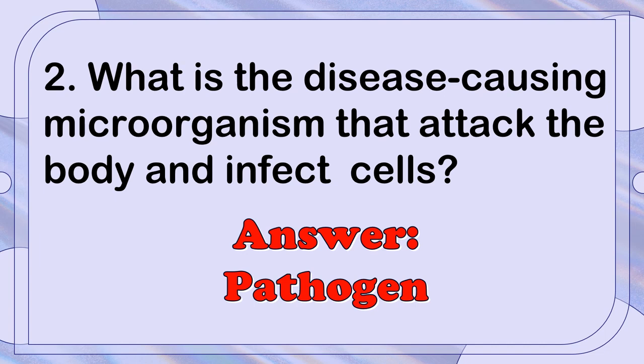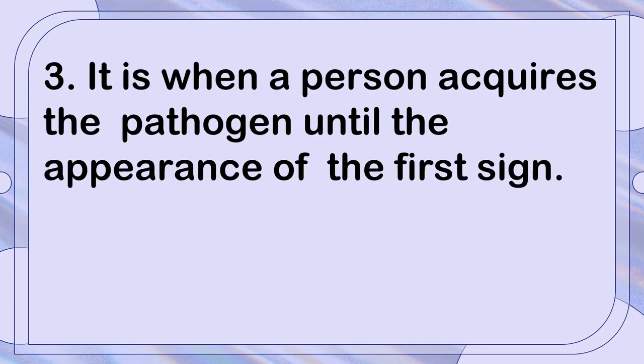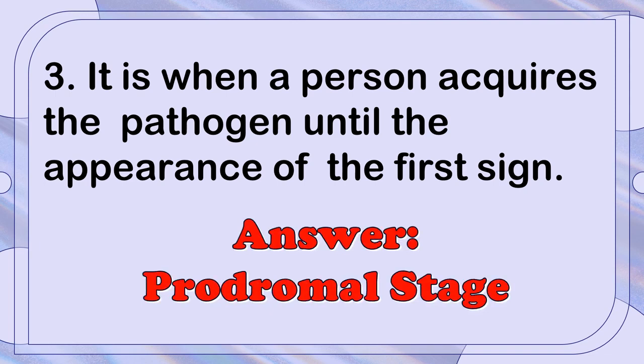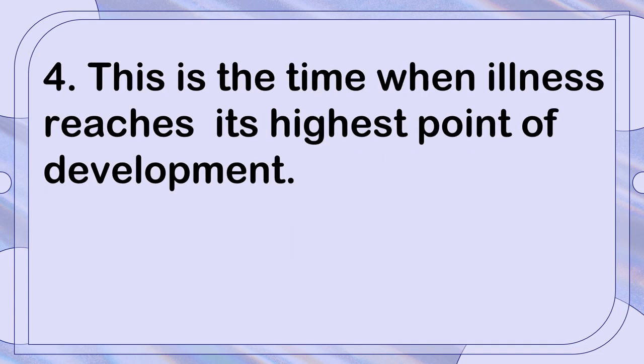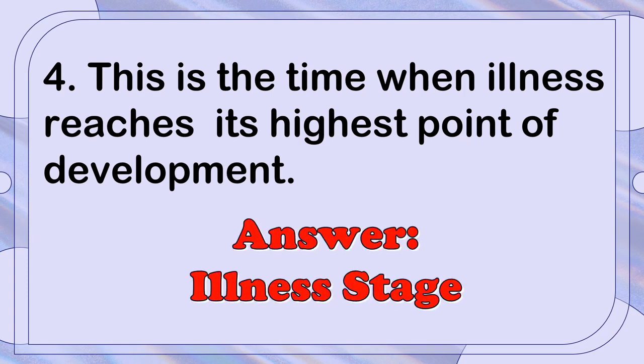Very good. Next, number 3, it is when a person acquires the pathogen until the appearance of the first sign. What do you call this stage of infection? If you answered prodromal stage, then you are correct. Very good. Let's proceed to number 4. This is the time when illness reaches its highest point of development. And the answer for this one is the illness stage. If you have the same answer, good job. You understood the topic in the stages of infection. Now let's proceed to the last question.